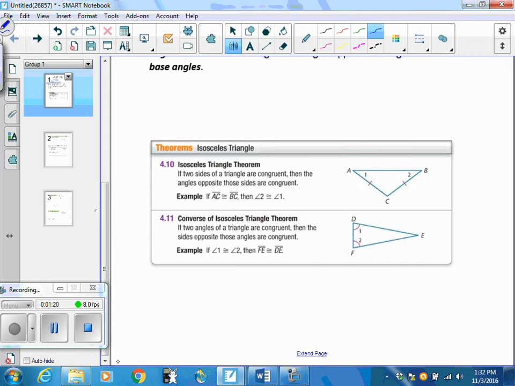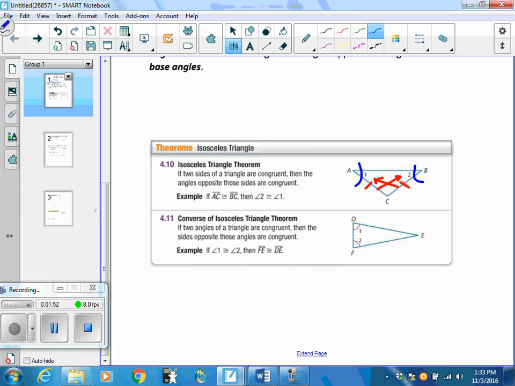And we have a theorem for isosceles triangles. It says that if two sides of a triangle are congruent, so in our first figure, triangle ABC, we have two congruent sides, then the angles opposite those sides are congruent. So our opposite angles are angle 1 and angle 2, so they have to be congruent as well. So if our legs are congruent, the base angles are congruent.